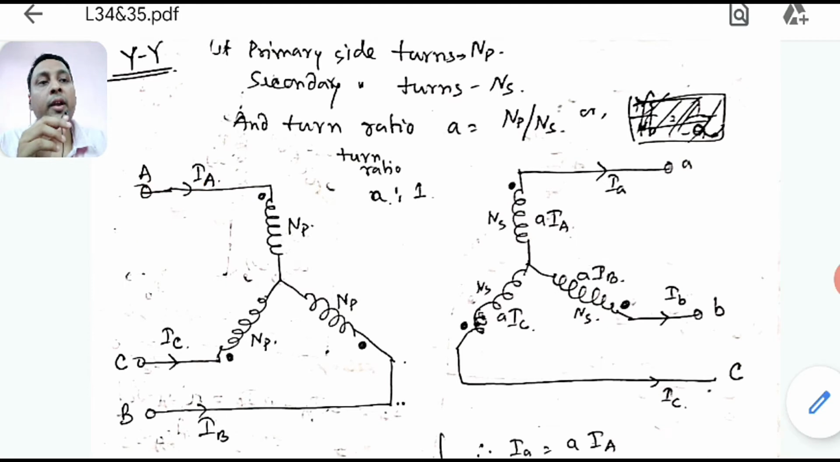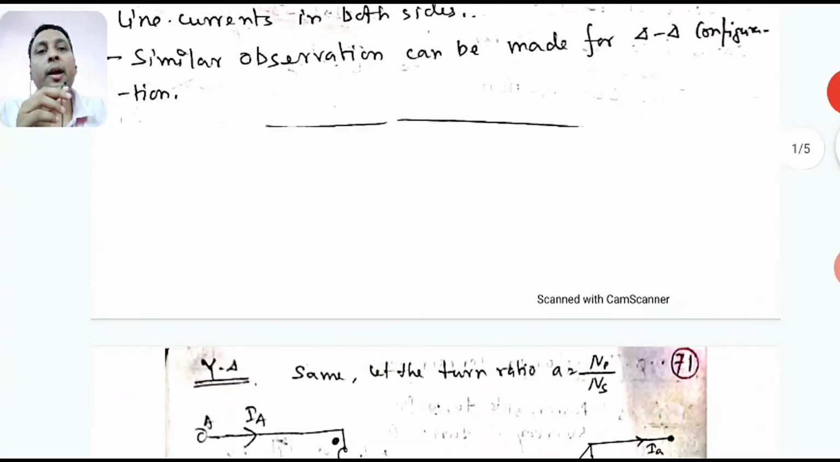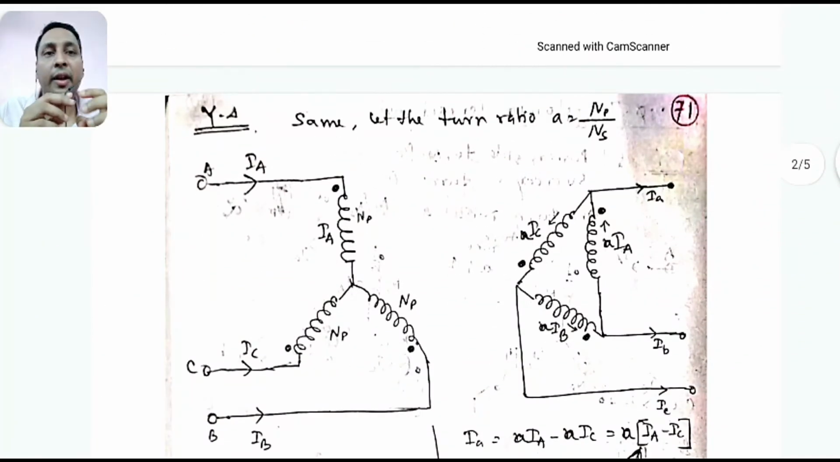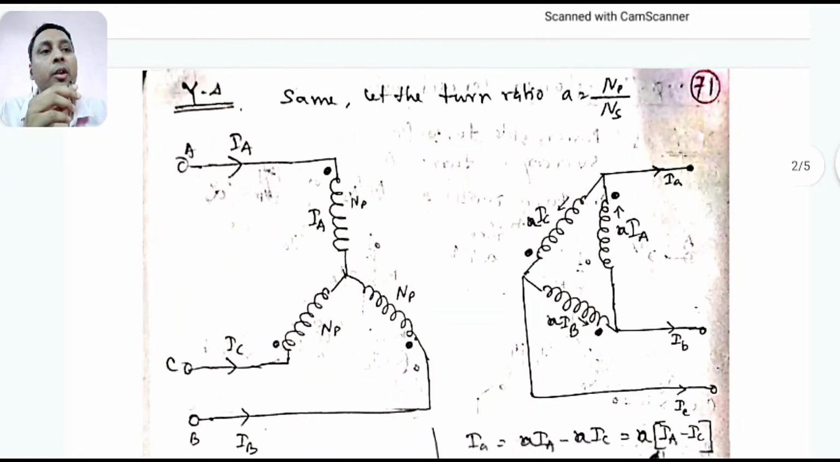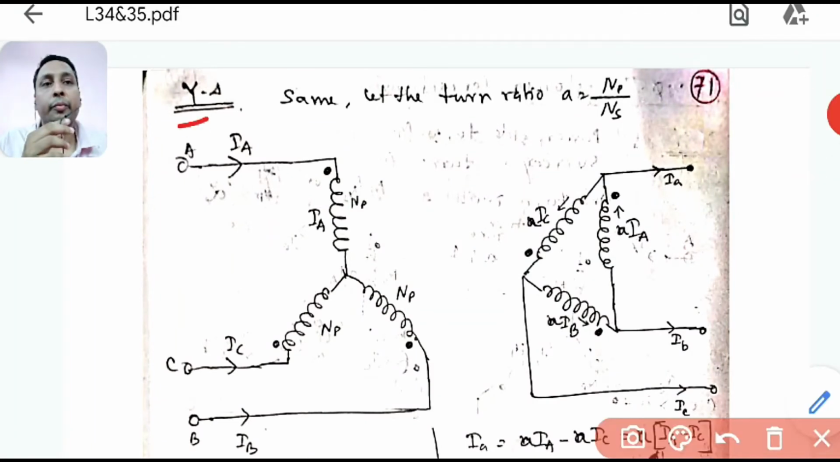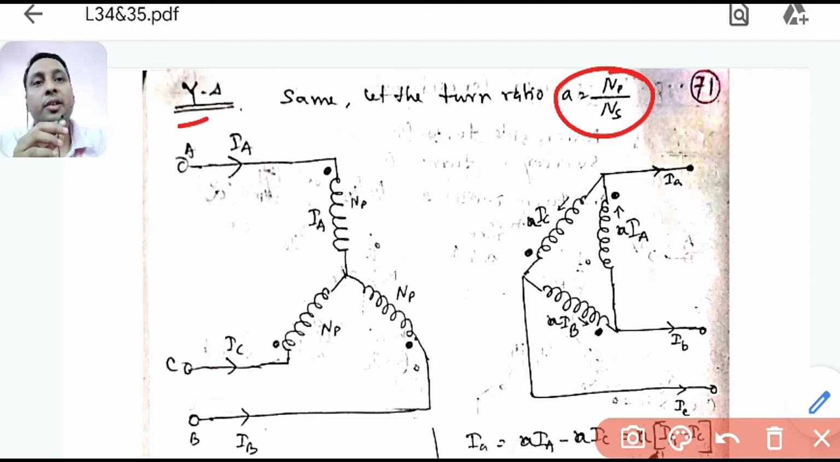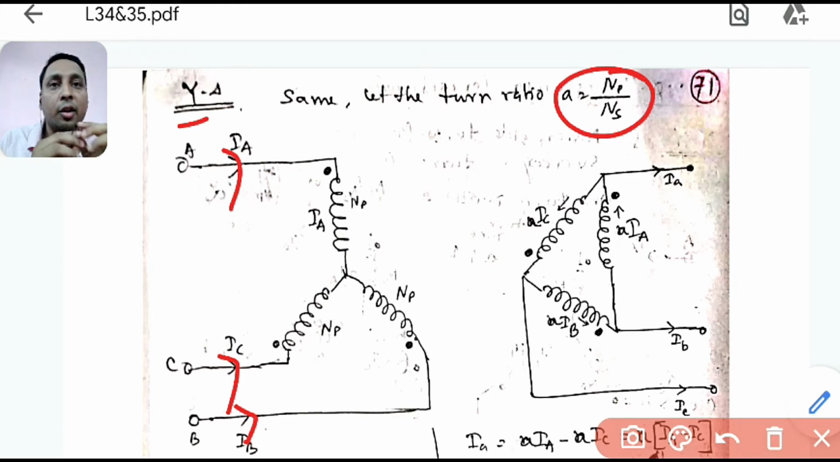Now another connection is possible, either star-delta or delta-star. If I take one, then you can easily think of the other. So now I have considered a star-delta. Let me zoom in. Star-delta, with a turn ratio of A, the same, NP to NS. This side is star, and again you can see IA, IB, IC. Now this side is delta, and in case of delta, you can connect it in different ways; I have connected it in this way.